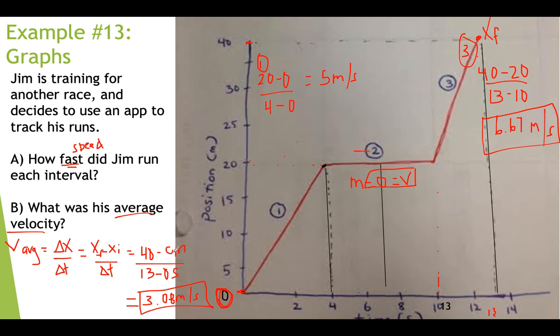Okay, so our average velocity for the entire segment, we're focused on just the initial and the final position change over the change in time, versus if we're asked to find the speed of each individual segment, we need to take the slope of the individual segments to determine the speed during those segments. So our average velocity for the whole trip is 3.08 meters per second.